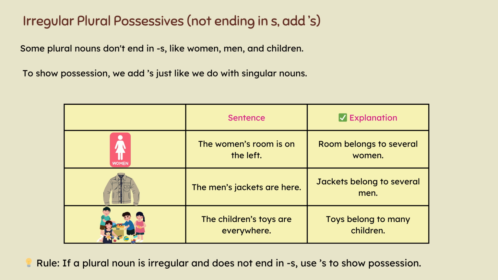Here, women's shows that the room belongs to several women. The men's jackets are here. This means the jackets belong to a group of men. The children's toys are everywhere. So, the toys belong to multiple children. Tip: if a plural noun is irregular and doesn't end in s, always use apostrophe s to make it possessive.